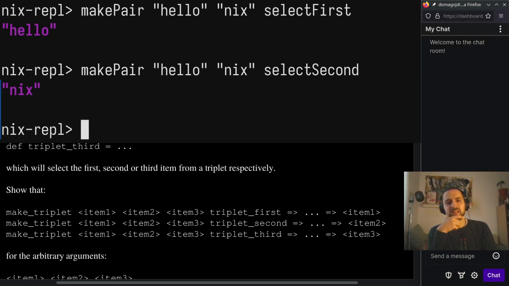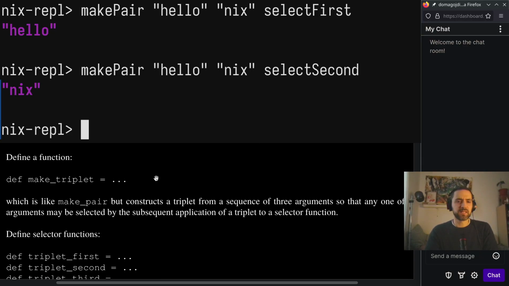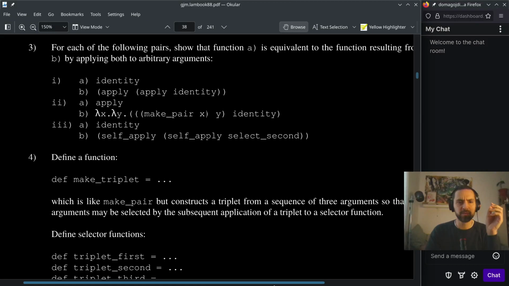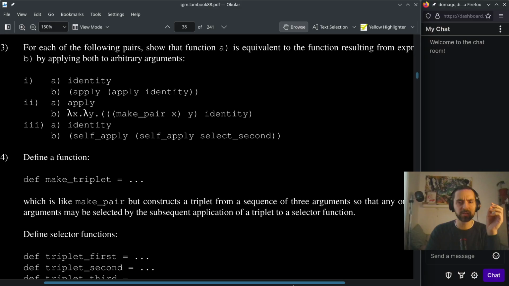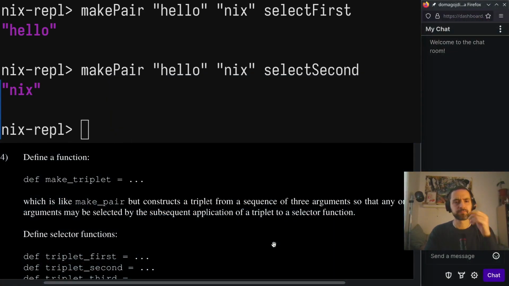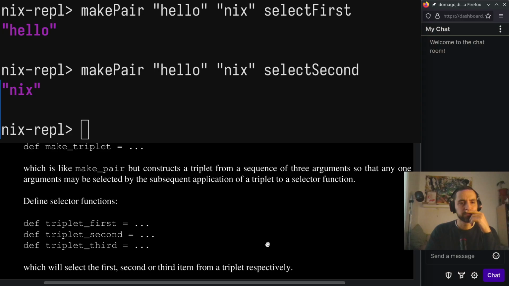And then in the exercises, we did that. So that's kind of where we stopped. And then in the exercises, we had make triplet. It says: define selector functions. Define a function which is like make pair but constructs a triplet from a sequence of 3 arguments, so that any one of the arguments may be selected by the subsequent application of a triplet to a selector function. Right. So you have to make, well, that's not hard now, right?